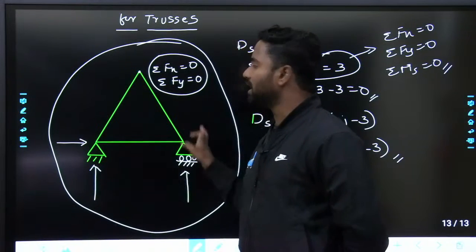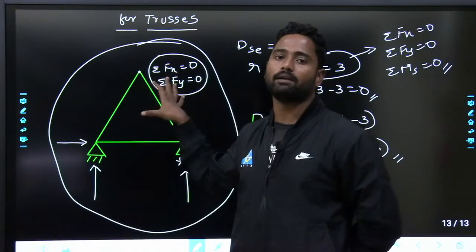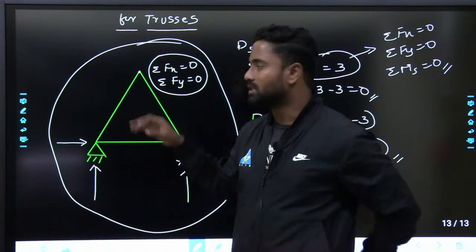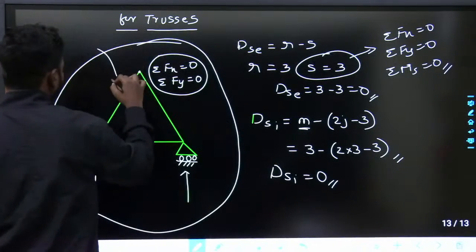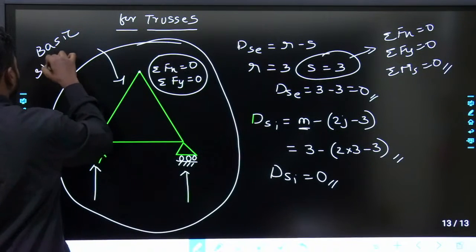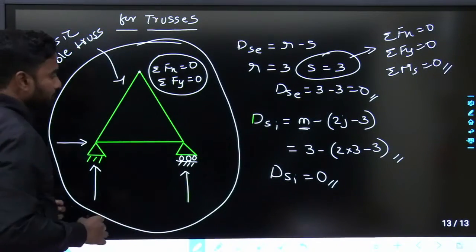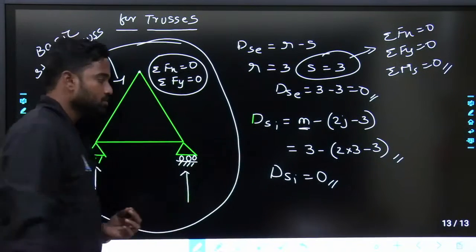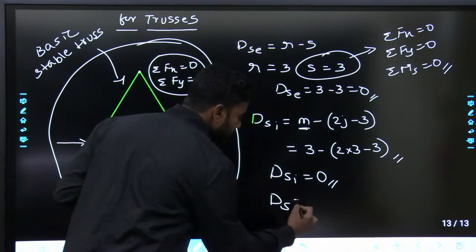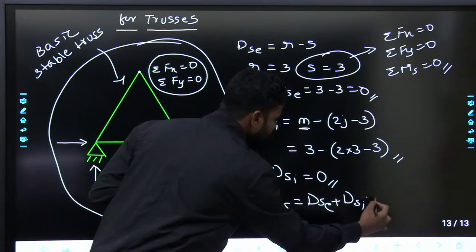3 members is enough. The basic stable truss is a triangular truss. That is a 3 member truss. This is the basic stable truss. Fine. So dsi is equal to 0. Overall static indeterminacy is equal to dse plus dsi. I'll take it as 0.